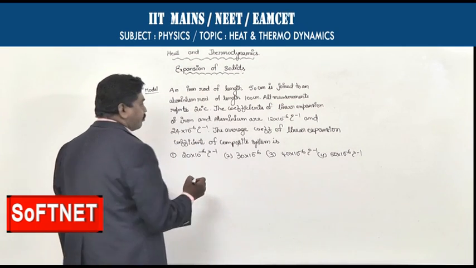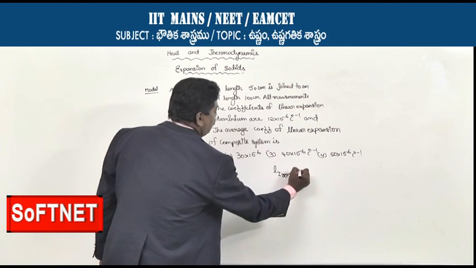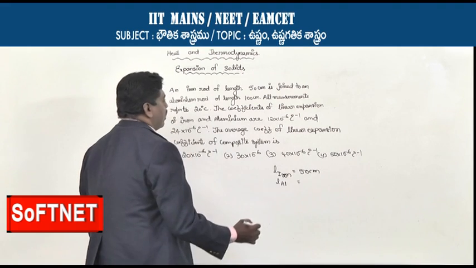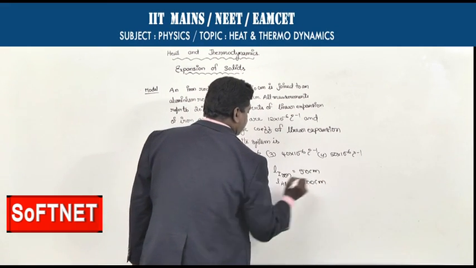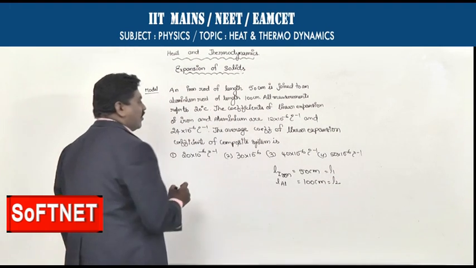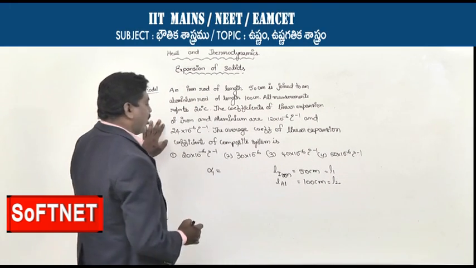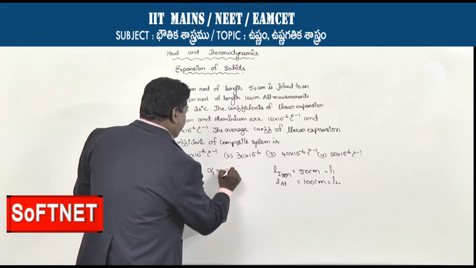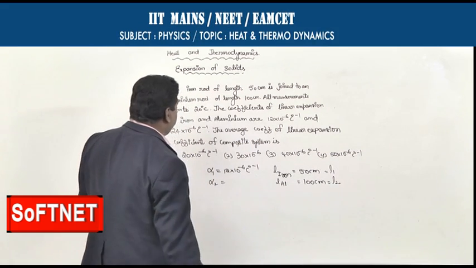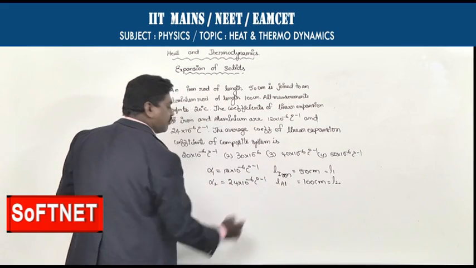Here we are given the length of the iron rod as 50 centimeters and the length of the aluminium rod as 100 centimeters. Let us say this is L1, this is L2. And alpha 1, alpha 2 values are also given. Alpha 1 for iron is 12 into 10 to the power of minus 6 per degree Celsius, and alpha 2 for aluminium is 24 into 10 to the power of minus 6 per degree Celsius.